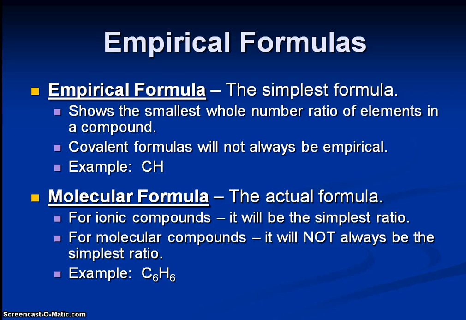So the actual formula is not necessarily always the simplest ratio. For ionic compounds it will be, but for molecular compounds it's not necessarily the simplest. For example, if you have C6H6, you can simplify this, but in real life this is benzene, and it has 6 carbons and 6 hydrogens in the molecule. So this is called the molecular formula, and this would be the empirical formula.